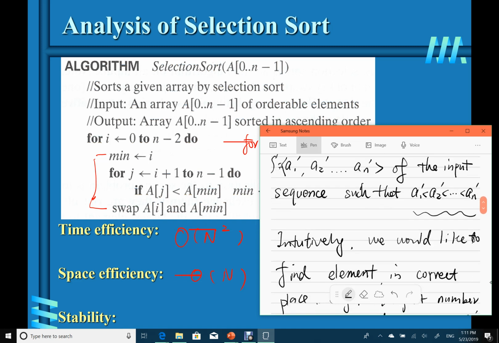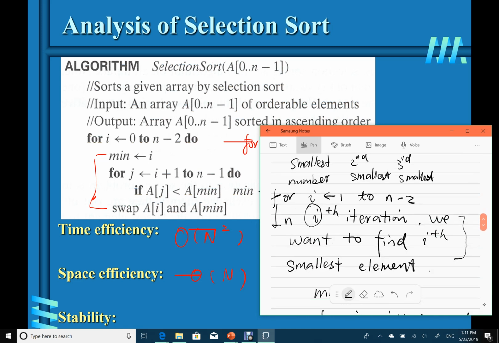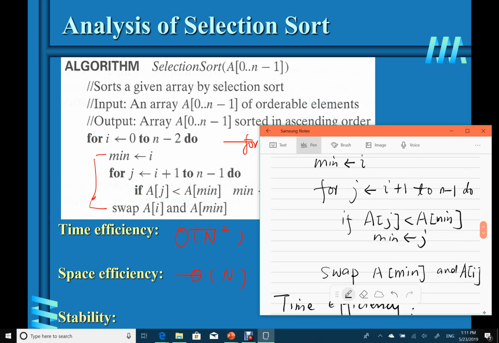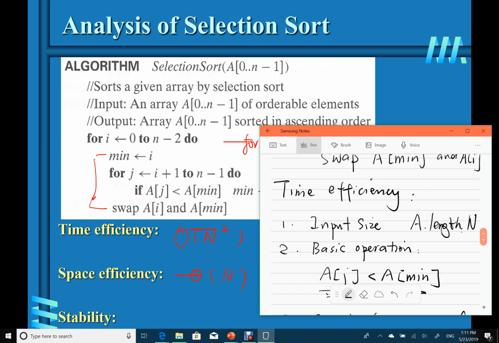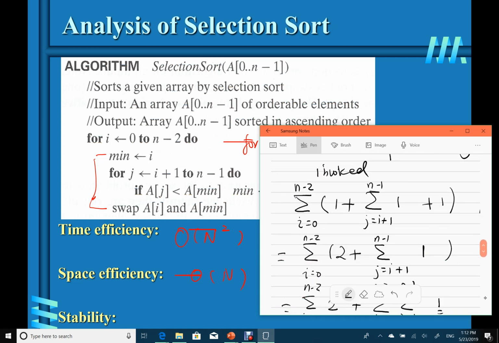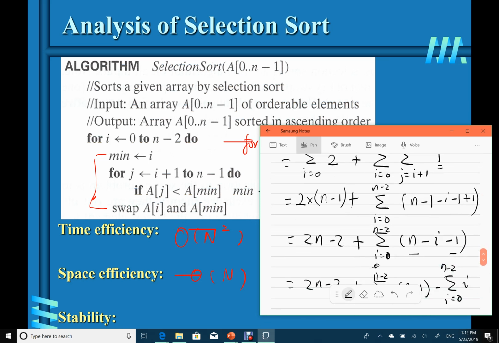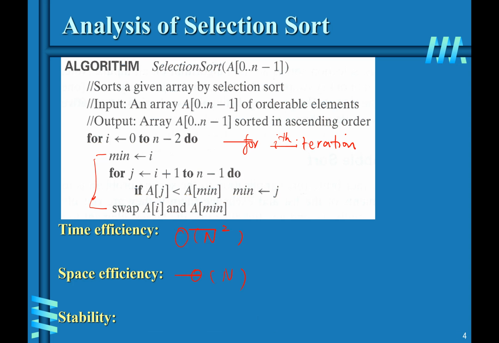So this is stability: if the values are the same, you want to make sure the locations keep the same order, right? The index keeps the same order. You don't change the order of the index if the two values are the same. Okay, then let's go to the next one.